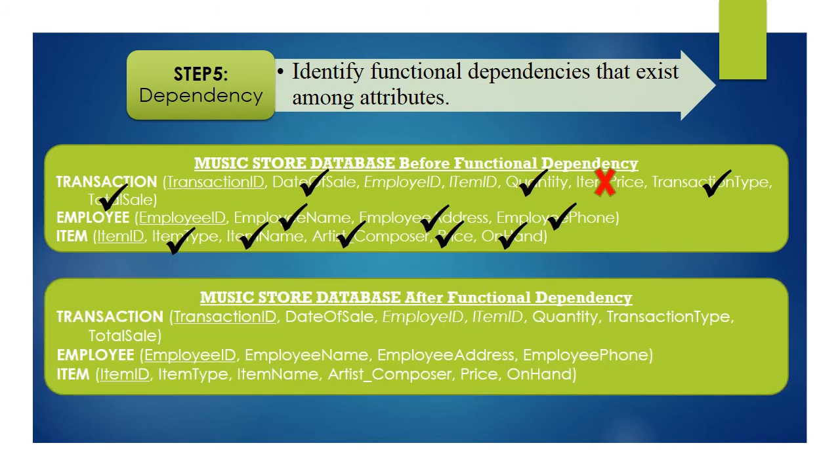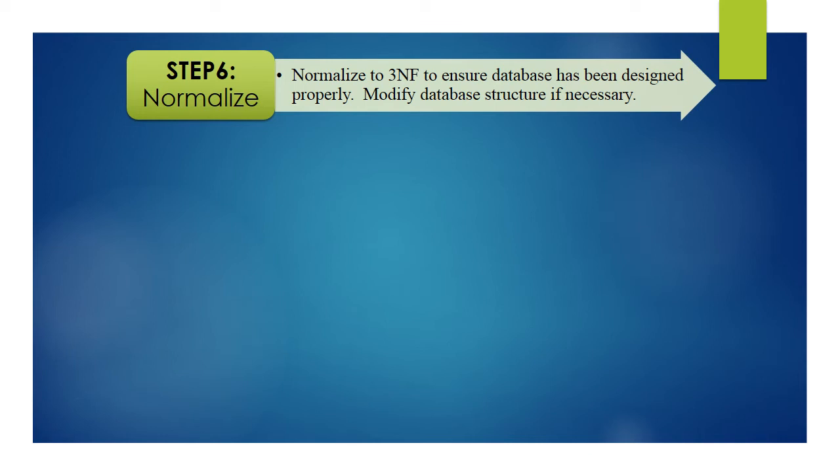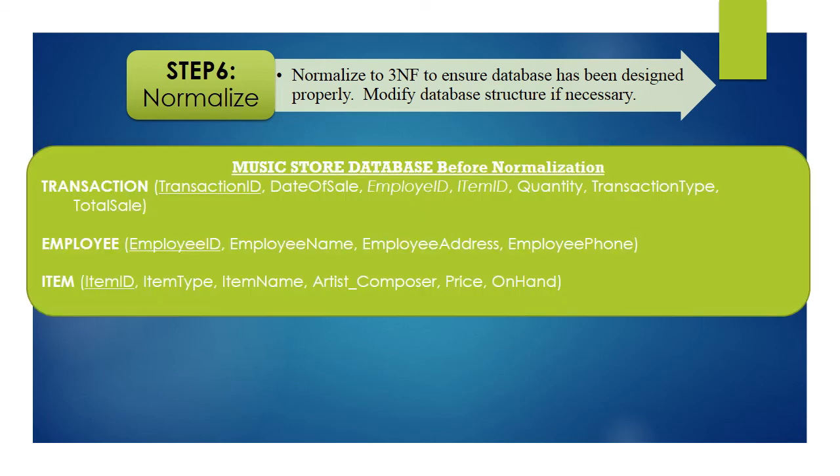Let's look at step 6. For step 6, you normalize the tables to third normal form and modify the database structure if necessary. Let's check each of our tables for 1NF, 2NF, and 3NF. For the transaction table, all attributes are okay except for the total sale attribute, which is a calculated column and a violation of third normal form.